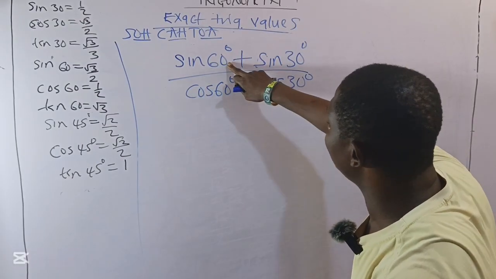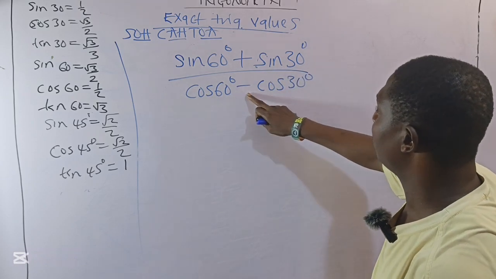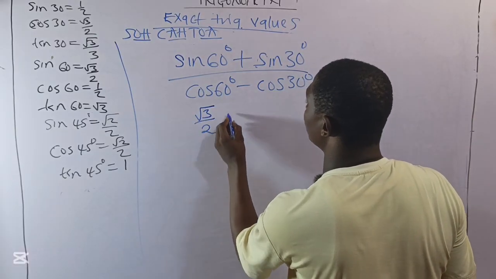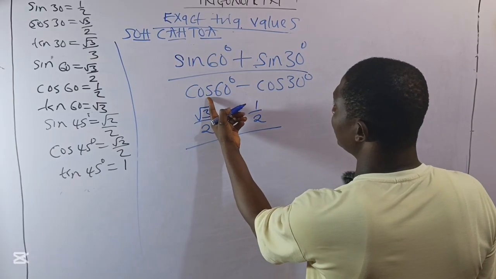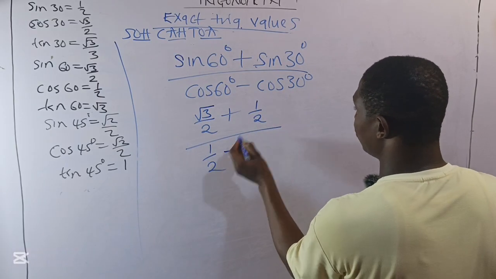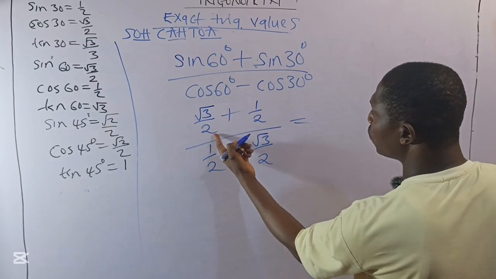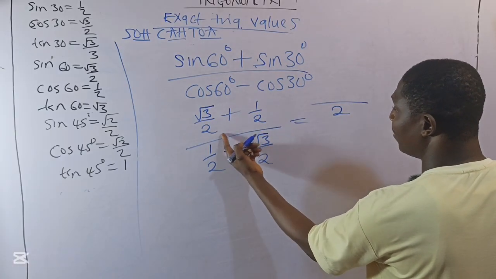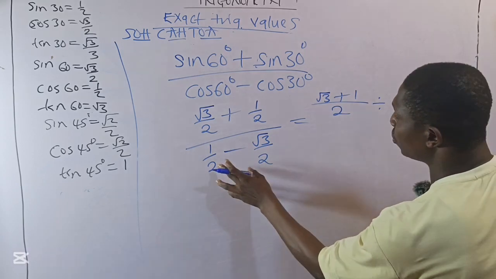So again, we have sin 60 degree plus sin 30 degree, all divided by cos 60 degree minus cos 30 degree. Sin 60 degree is simply root 3 over 2, plus sin 30, the easiest, 1 over 2. Cos 60 degree is also 1 over 2, equal to sin 30 degree. And cos 30 degree is root 3 over 2. Now the LCM of 2 and 2 is 2, so I simply add up the numerator, since the denominators are the same. So I have root 3 plus 1. I'll use this division sign to save space.